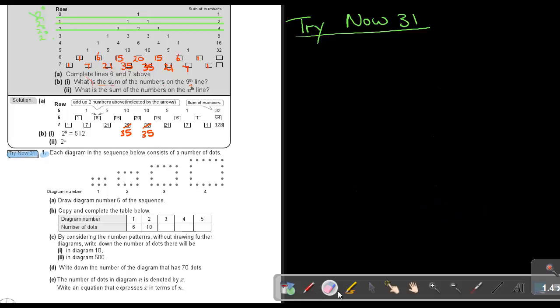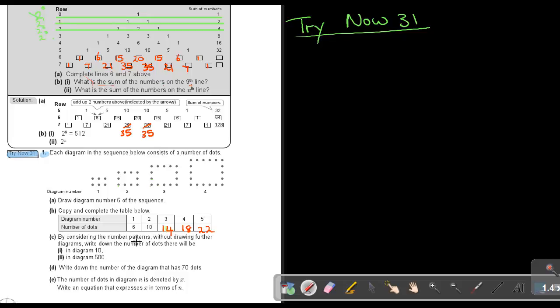Copy and complete the table below. So what was the table? Diagram number, and this is the number of dots. Every time you just count the dots. So this one is going to be 14. Let's fill it in here. Then this one is going to be 18. See the pattern? Every time they just add 4.